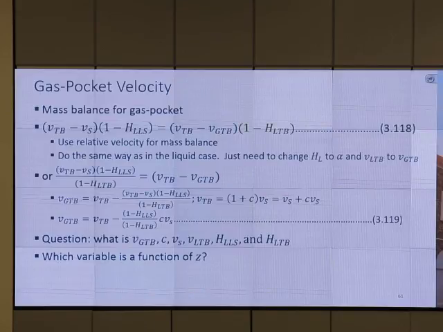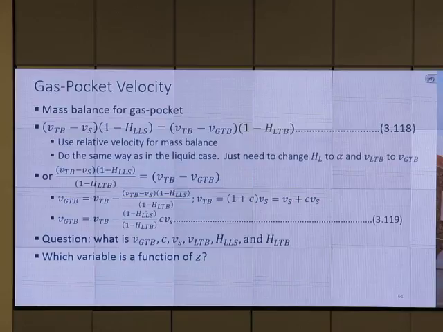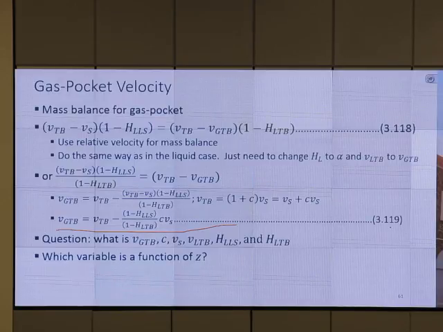Next part is about gas pocket velocity. For gas pocket velocity, you can have mass balance. Same thing, right? But this time it is 1 minus HLS. See, this is X, kind of X for gas, X divided by AP and rho G. X for gas in the slug body, X for gas in the Taylor bubble zone. You have this, right? Do some manipulation. We get 3.119. So this is to check if you have gas mass balance or not.